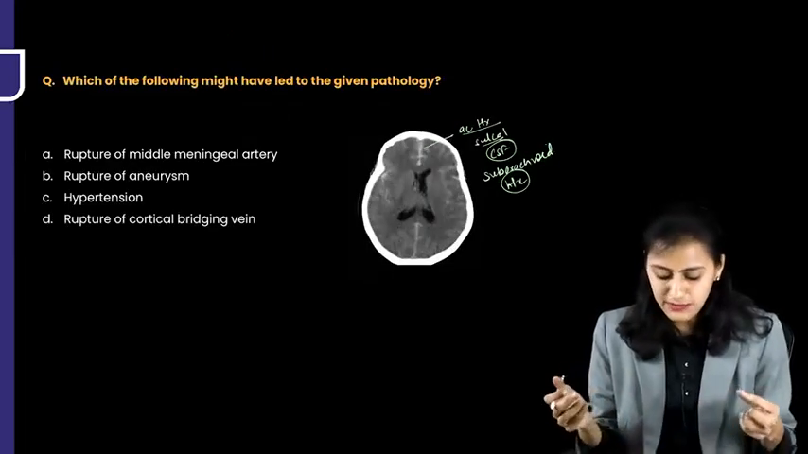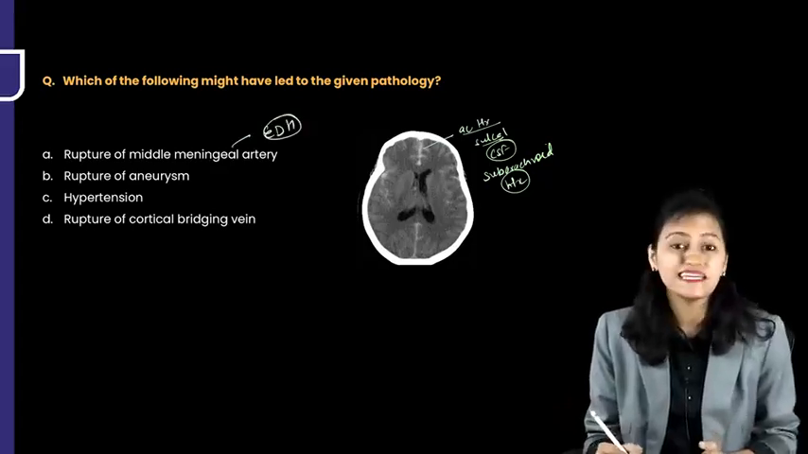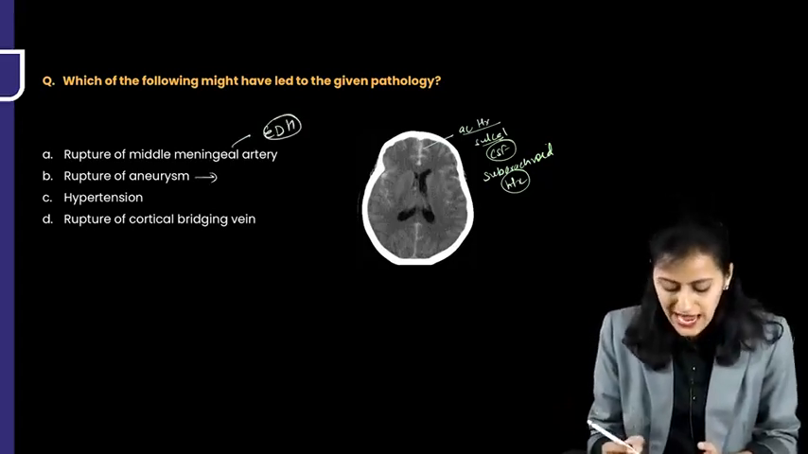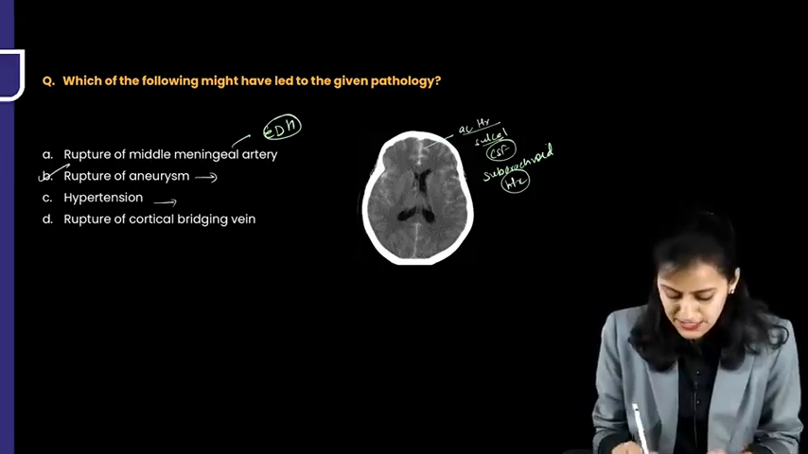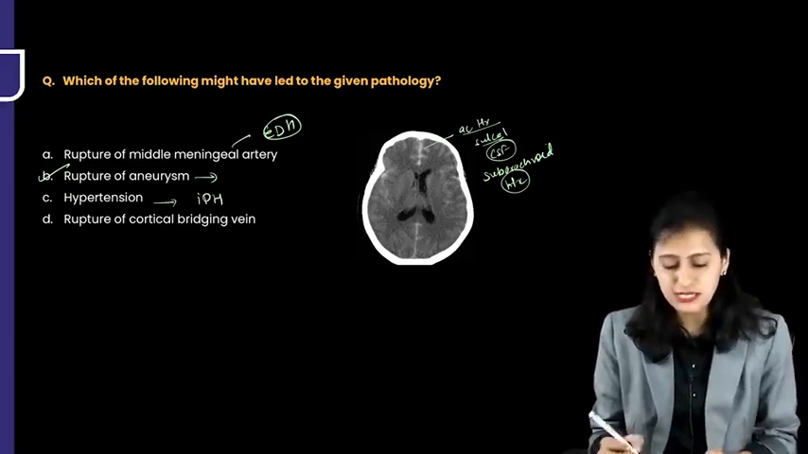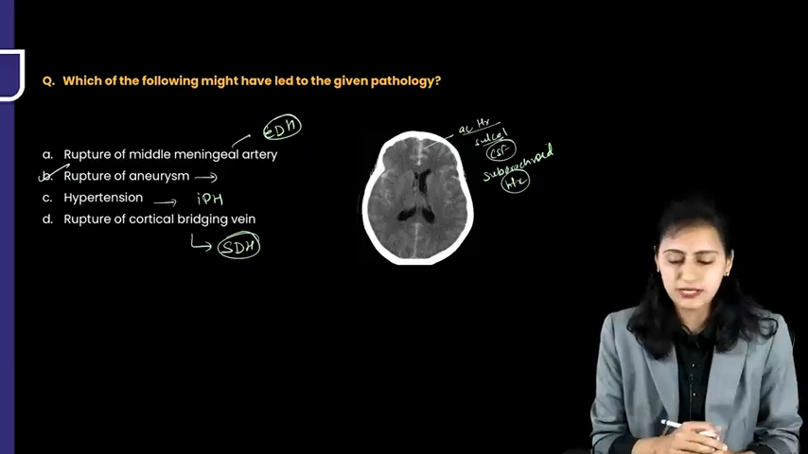Now what leads to subarachnoid hemorrhage? Rupture of the middle meningeal artery leads to EDH, extradural hemorrhage. Aneurysm rupture is what leads to subarachnoid hemorrhage. Hypertension leads to intraparenchymal hemorrhage. Cortical bridging vein rupture leads to subdural hemorrhage.